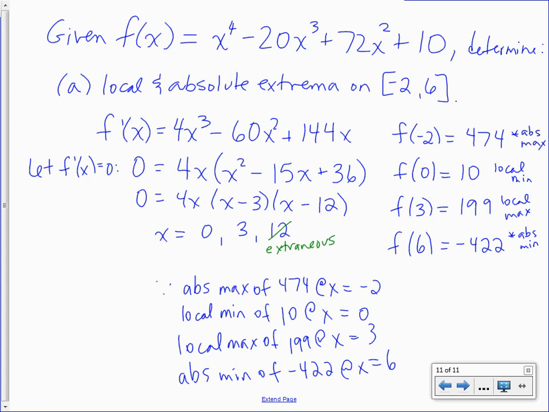Fair enough? So, you guys want to repeat the process if there was no interval? Just so you have it. If you did it with no interval, so if it was just the local and absolute extrema, but I don't give you an interval, the f prime at x part, all that part would be the same. Maybe I'll just do this.